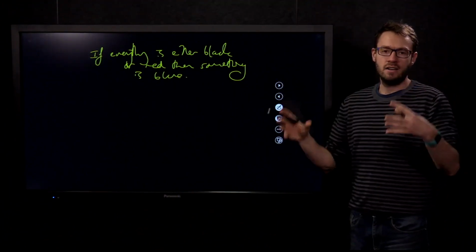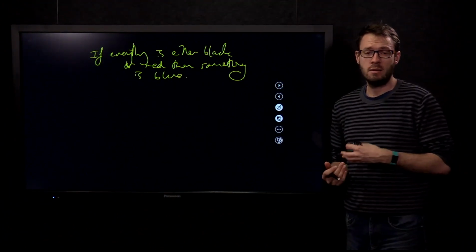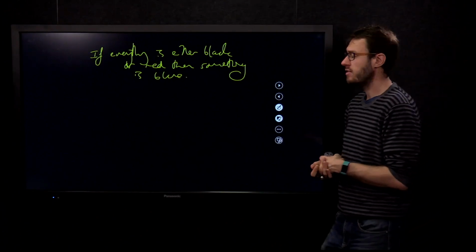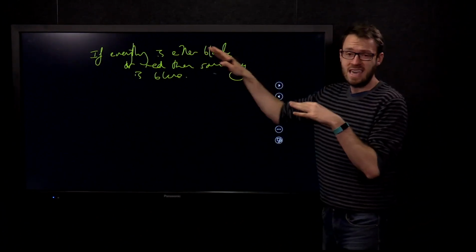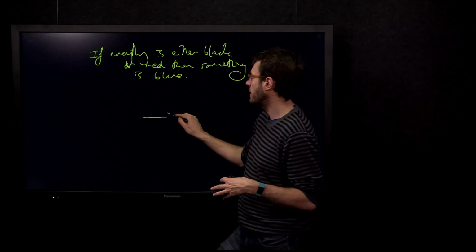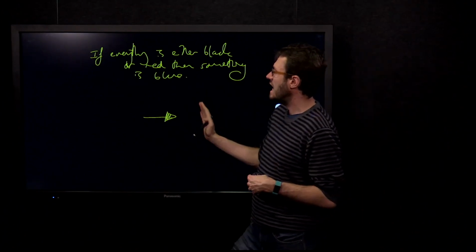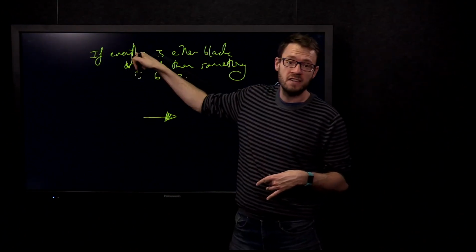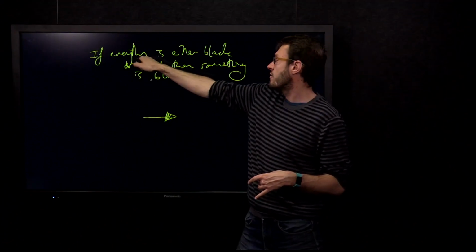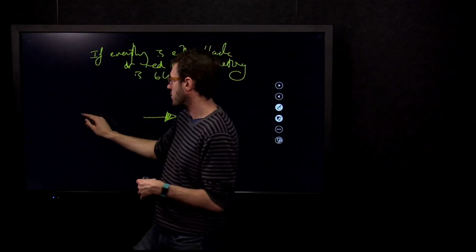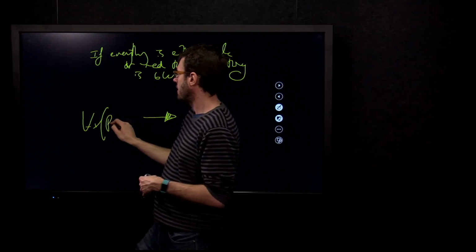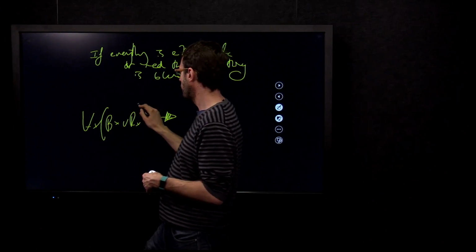We know how to handle a lot of what's going on here because it's very similar to the things that we've done so far. So let's go through it quickly. We've got the if-then, so we know that the whole thing is a conditional. On the left-hand side of that conditional, we've got the sentence that we just translated. Everything is either black or red. So we can just put that straight in. For all x, either it's black or it's red.